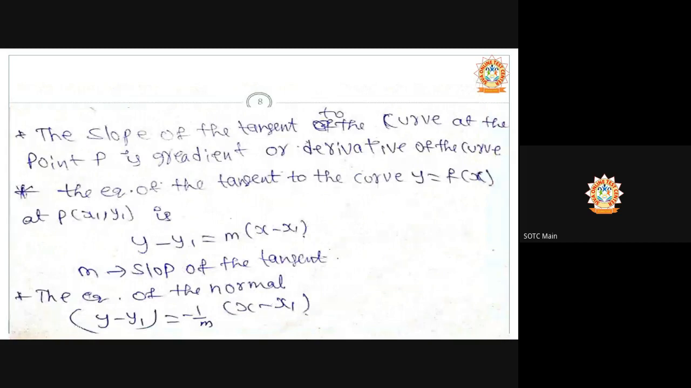From this slope, there are many parameters that you are able to find. Those are equation of tangent, equation of normal, length of tangent, length of subnormal, like those things. So let me see those things.